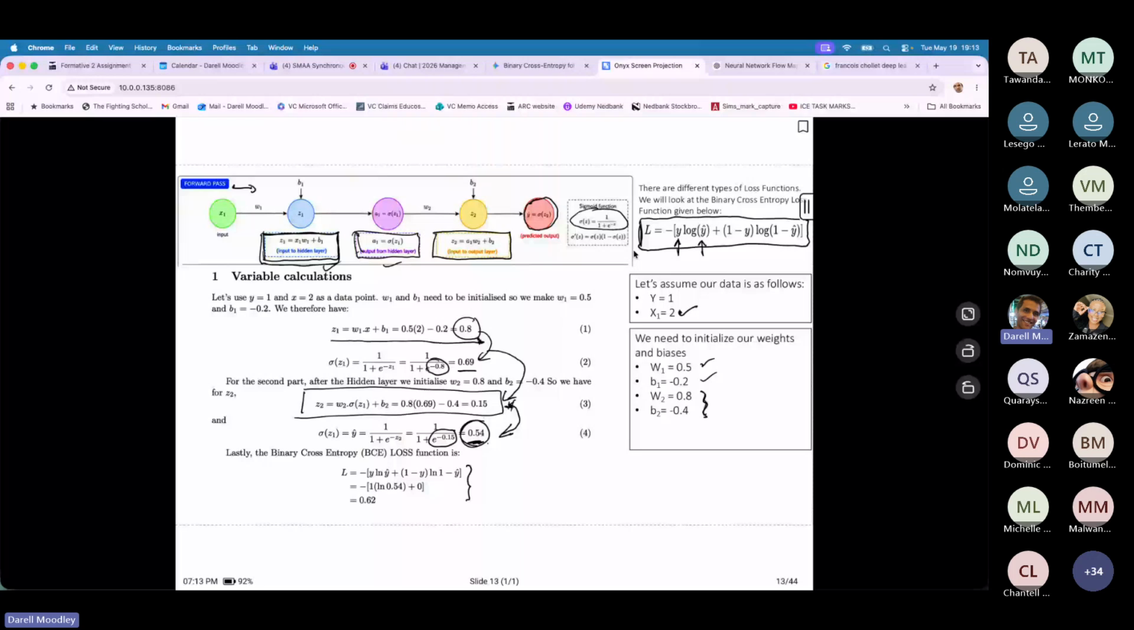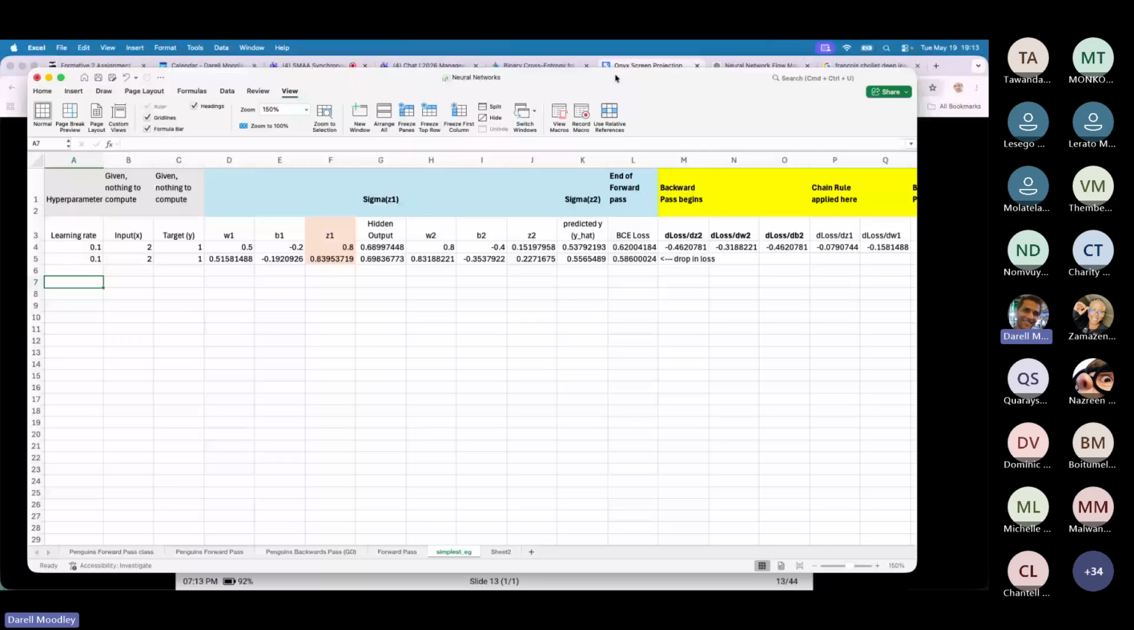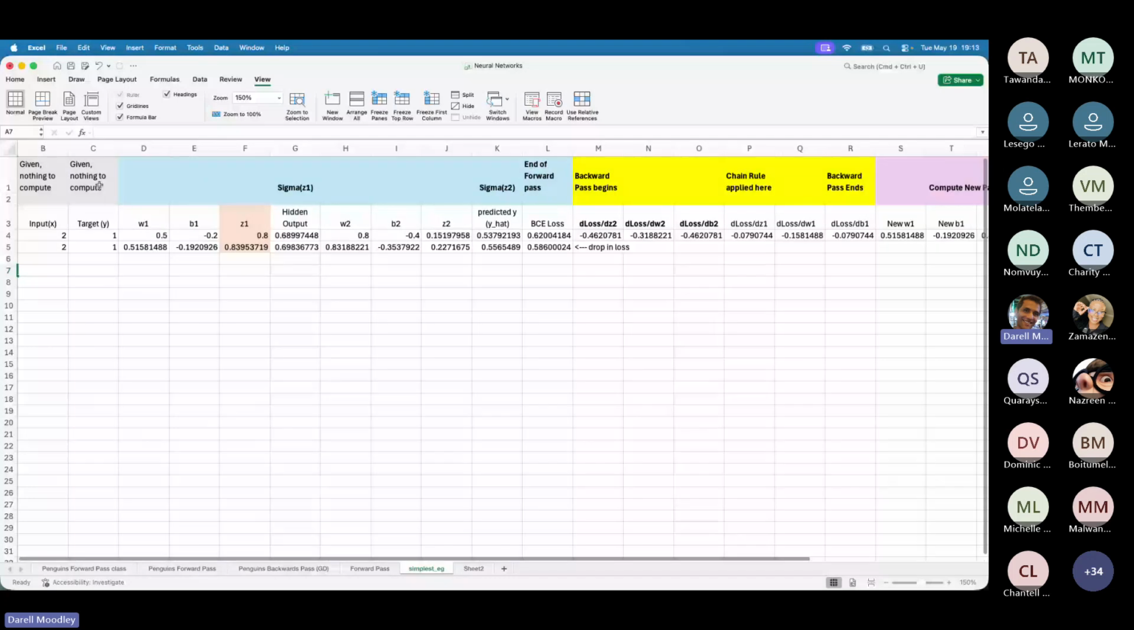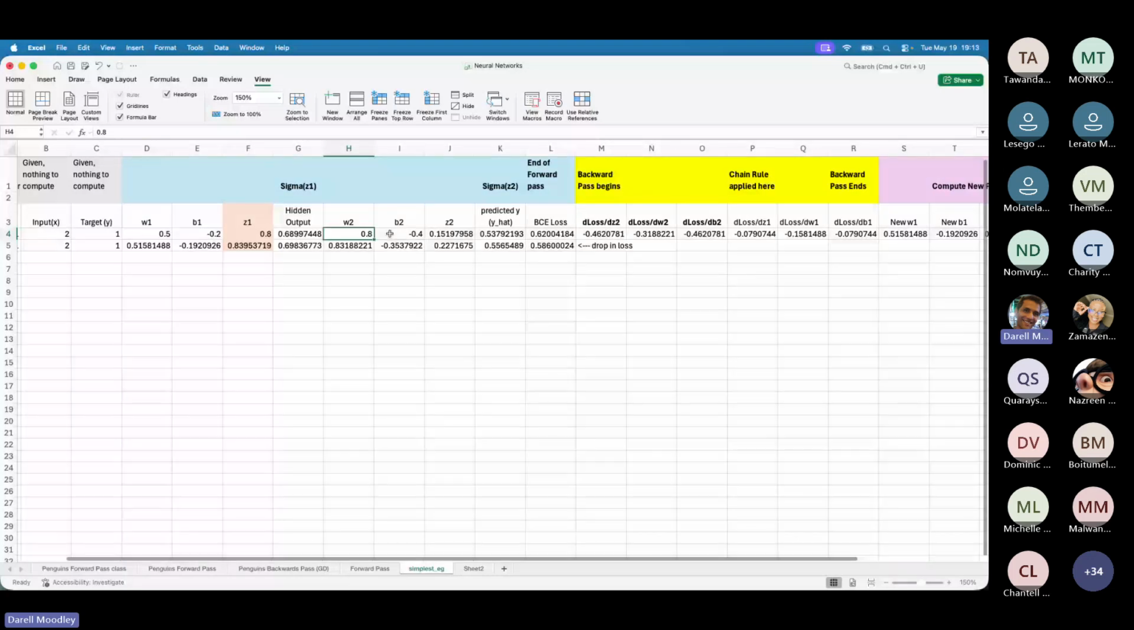So I'm going to show you an Excel, which I'm obviously going to share with you. And I want you to actually work through it. So everything I showed you here. If we start, this is what's given. I'm just going to ignore the first column because I'm going to get to that in a second. This is what's given to you, your input. We're given a value of 2. Your target is 1. We initialize our weight and our bias, and we started doing all these calculations. We initialized W2 and B2.